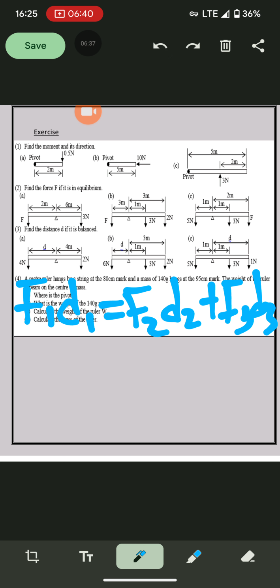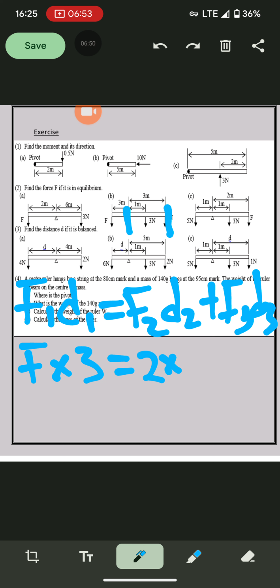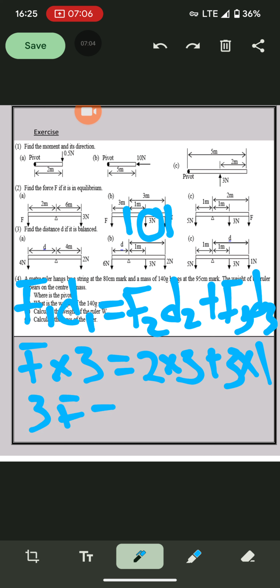Now what is F1? F1 is F. What is D1? D1 is 3. What is F2? F2 is 2 Newtons. What is distance 2? The distance from where the 2 Newton is to the center is 3. Plus F3 is 3 times distance 3, it's 1. The distance from where 3 is to the center is 1. So it's going to be 3F equals 2 times 3, 6, plus 3 times 1, 3. So 3F equals 6 plus 3, 9.